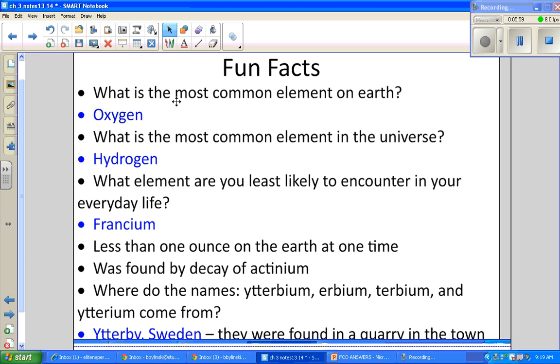And then check out this one. Ytterbium, erbium, terbium, and yttrium. Where do they all come from? So check out that town. It's Ytterby, Sweden. Not sure if I'm even saying that correctly, but it was just an odd fact.